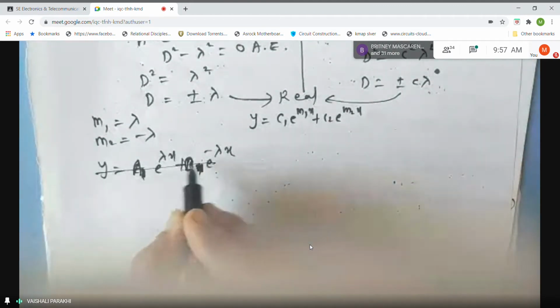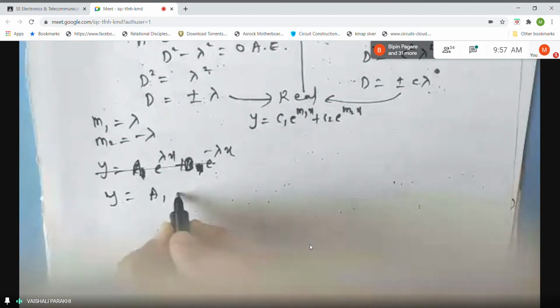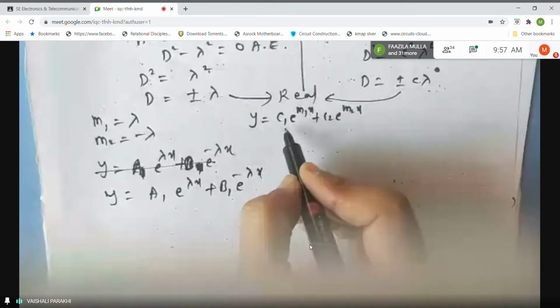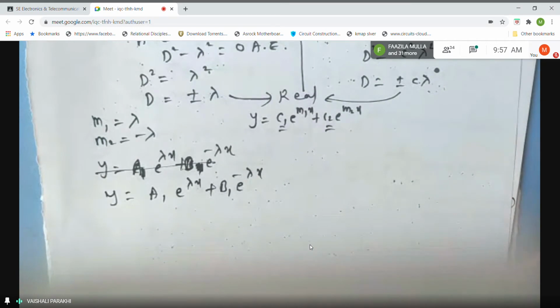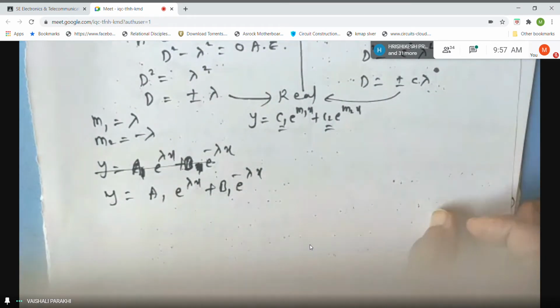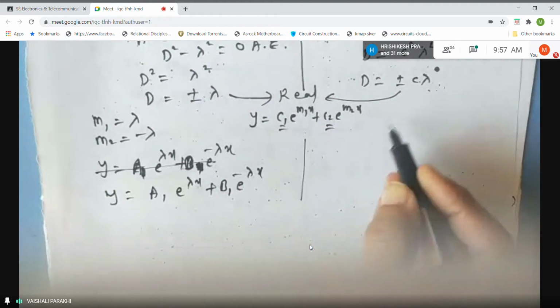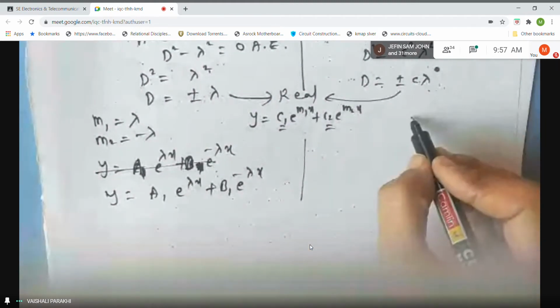I write here again y = A1 e^(lambda x) + B1 e^(minus lambda x). Because after all, what are C1 and C2? These are some unknown constants, right? So I am taking them as A1 and B1. Now can you tell me what is m1 and m2 here? What is m1 here?